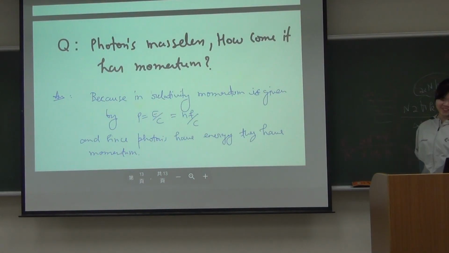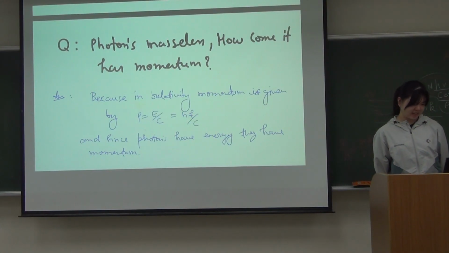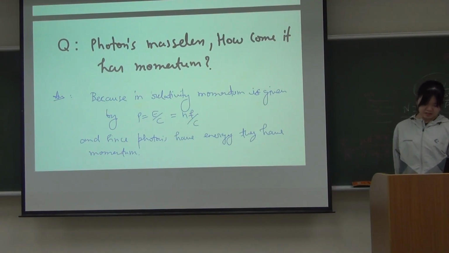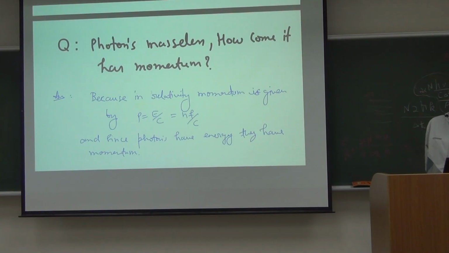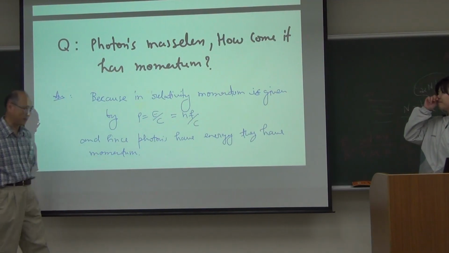And the final question is, how come a photon can have momentum? According to relativity, momentum can also be expressed in terms of energy. Since photons have energy E equal to hf, they also have momentum given by p equal to E over c. Okay, this is sort of the generalized concept for photons.